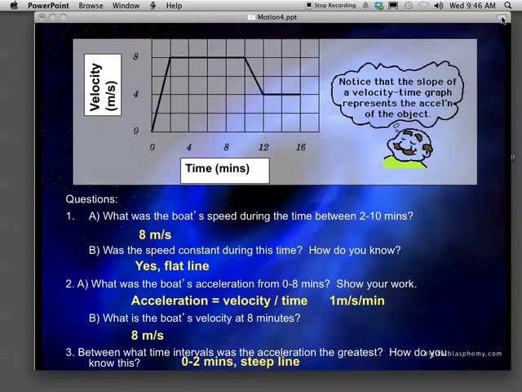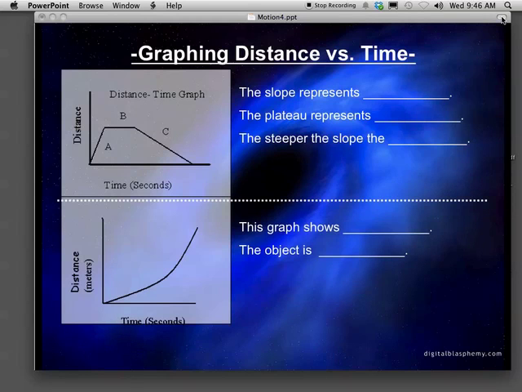Next slide. All right, now what's different about this graph? It doesn't have numbers. Yeah, but besides the lack of numbers, is it conveying the same information? No, it is not. What is this a graph of? Distance versus time. Not speed versus time.